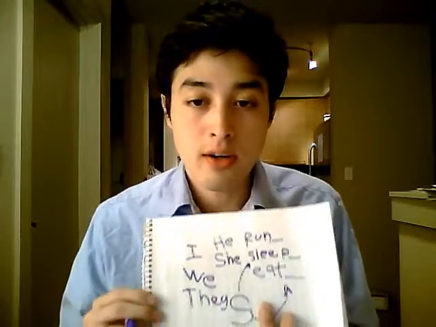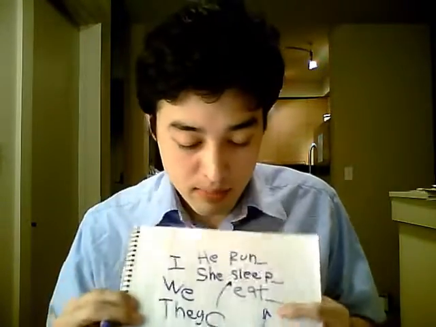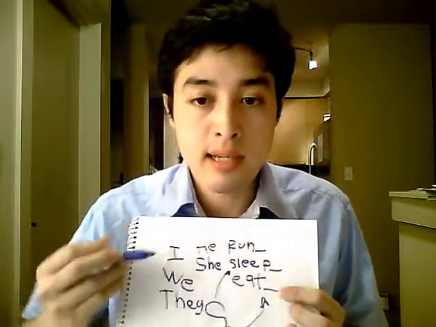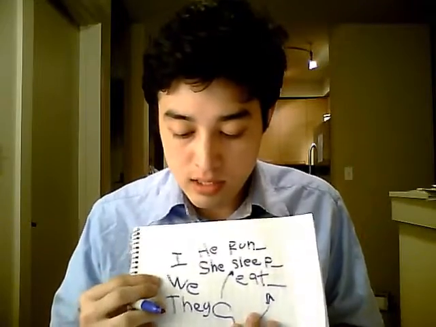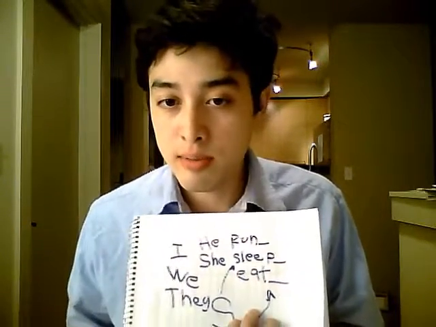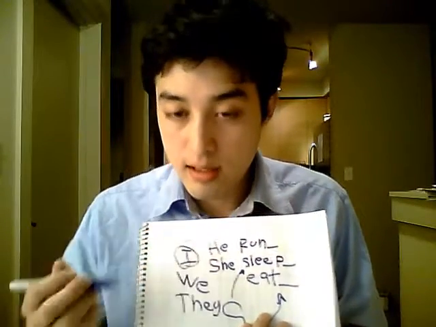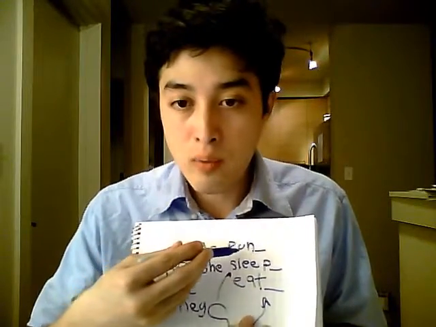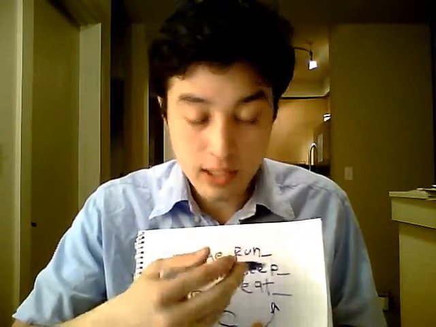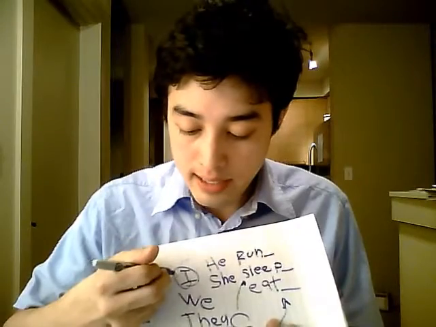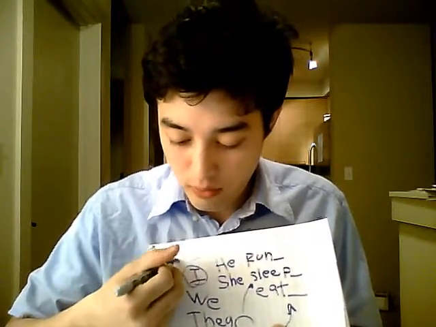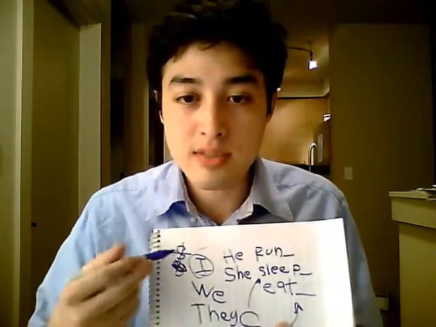5 people. Now, depending on which one you use is when you would add an S to the end of the verb. So I'll just go through some examples. I. Do you put an S at the end of the verb? I runs or I run? It's I run. That's right. So you don't add an S. So for I, no S.